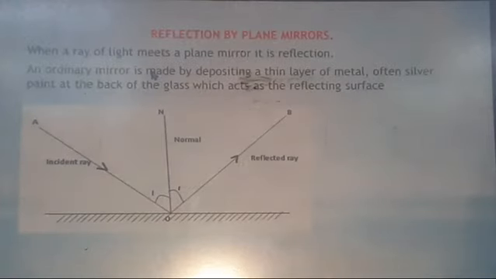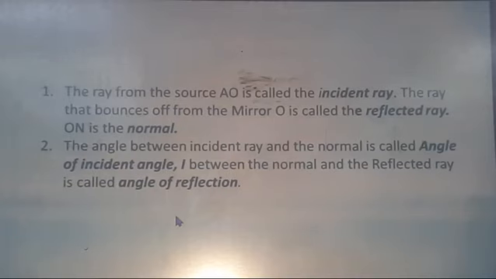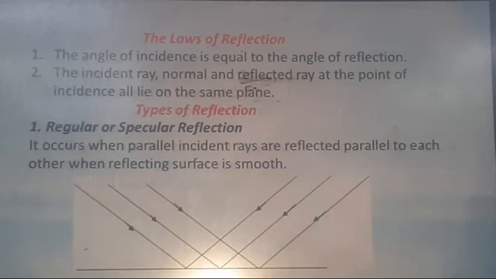This plane mirror is the one we use in most of our real life situations. Therefore, if a ray of incidence comes and strikes a plane mirror, it is going to be reflected. The angle of reflection is equal to the angle of incidence. The normal is a ray that strikes a mirror at 90 degrees. Number one, the ray from the source is called the incident ray. We have explained that one.